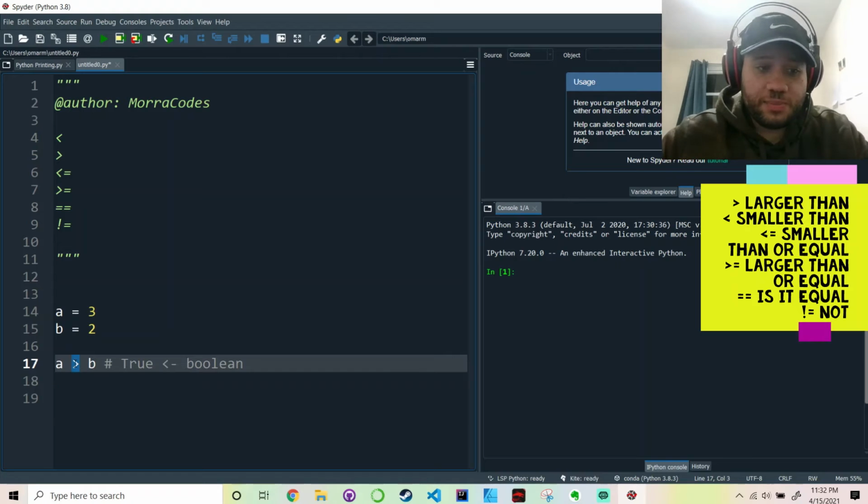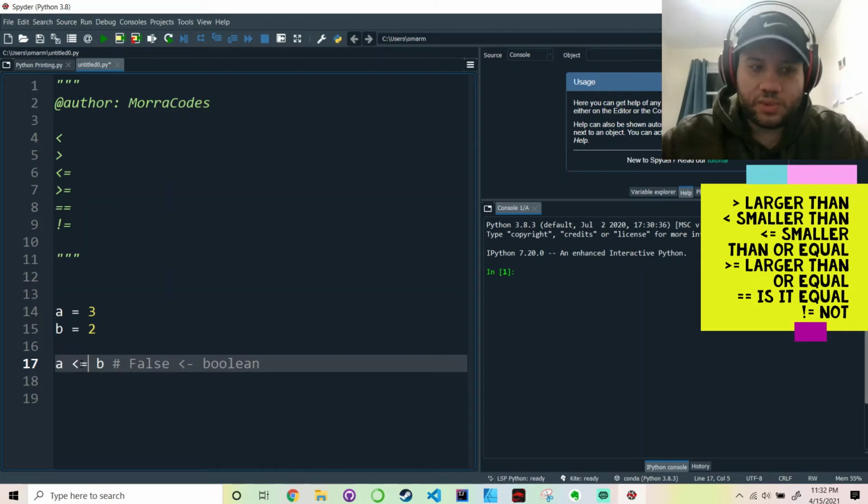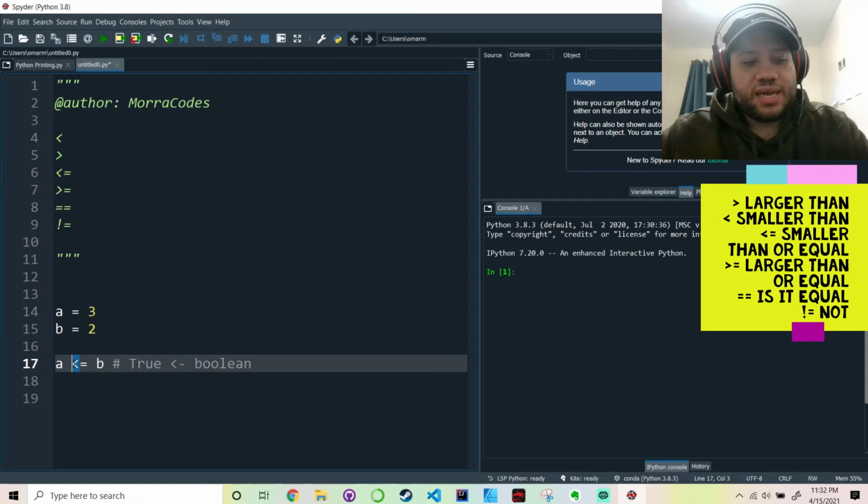And if I flip things around, I would say a is smaller than b. Well, in this case, this would be false. But what if I say a is smaller than b or equal to b? Well, in that case, things are going to go back to being true. Okay? What if I say a is not b? Well, in fact, a is not b. 3 is not 2, so it is still true.